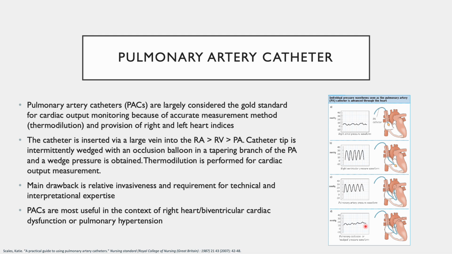Thermodilution is performed for cardiac output measurement, similarly to how it's done for transpulmonary thermodilution. The main drawbacks of this method are its relative invasiveness and the requirement for technical and interpretational expertise. And while there is a lack of RCT data to show that the use of PA catheters improves clinical outcomes, it is certainly useful in the context of diagnosing, phenotyping, monitoring, and guiding treatment in patients with cardiogenic shock, especially in severe cardiogenic shock or when there is a significant RV component, or in patients with pulmonary hypertension.